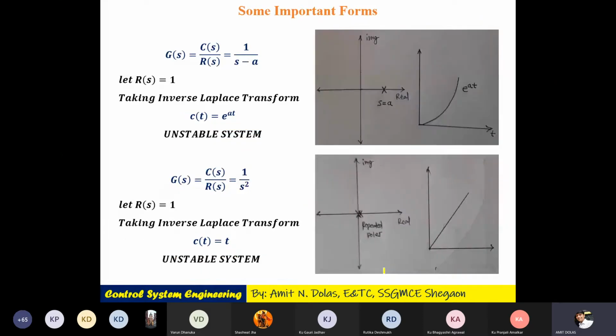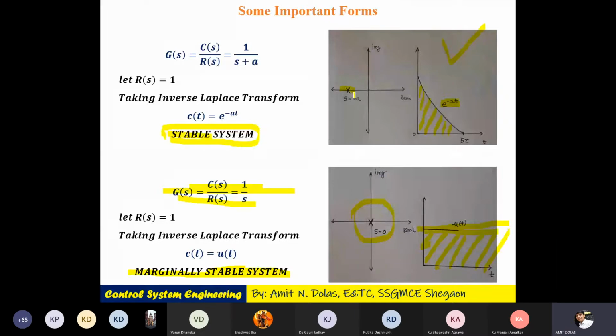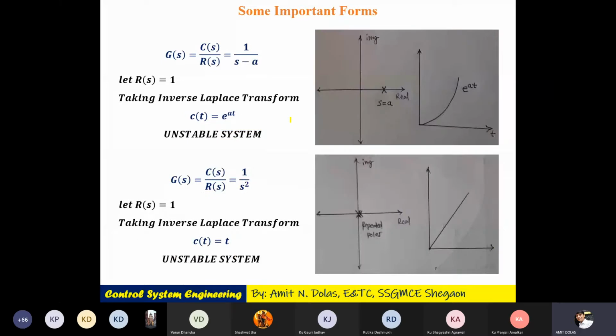Okay, moving ahead. What have we seen in this example? I located a pole in the left hand plane and I located a pole at the origin. Now we'll do the opposite. I have a system g of s, which is c of s upon r of s, equal to 1 by s minus a. If you put s minus a equal to 0, your pole will be at s is equal to a, which is of course positive. And if it is positive, it is located on the right hand plane, on the real axis. It is not complex, it is a real number.